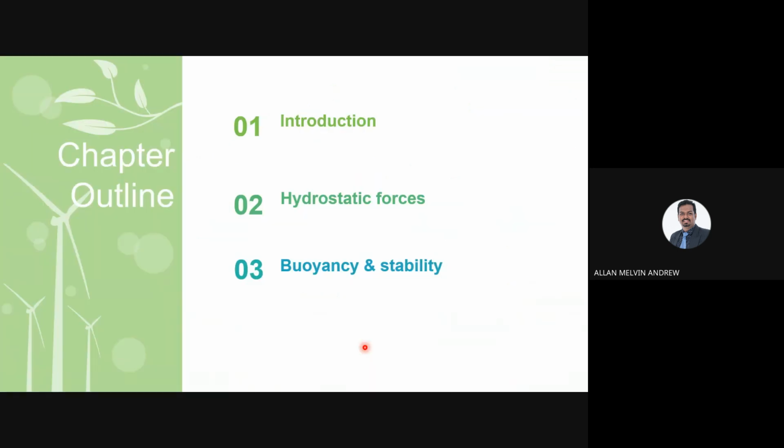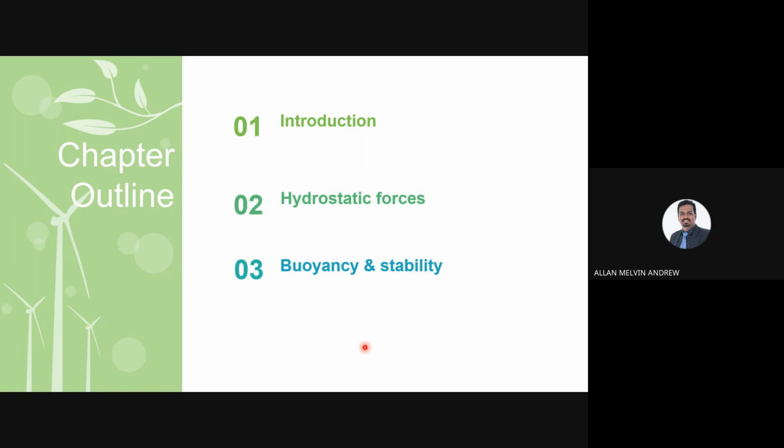Okay, so the chapter will cover the introduction. Then we will study hydrostatic forces, the forces acting under the water, which is static, and also we will cover the buoyancy force and stability. Buoyancy will be more on the application side, and we will see some of the information related to buoyancy. Hydrostatic forces will be covered in the first part of our lecture today.